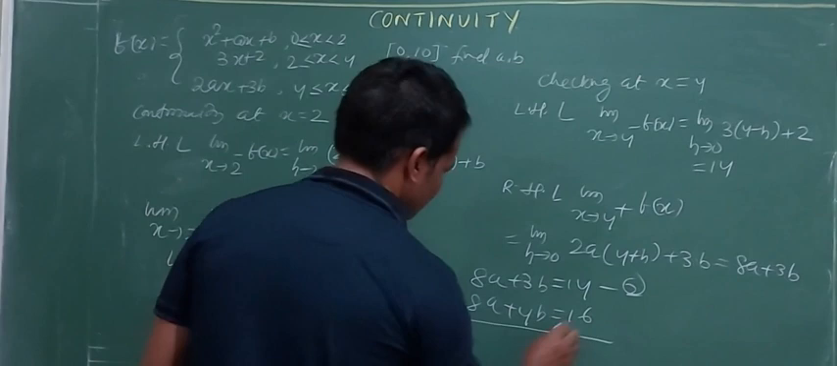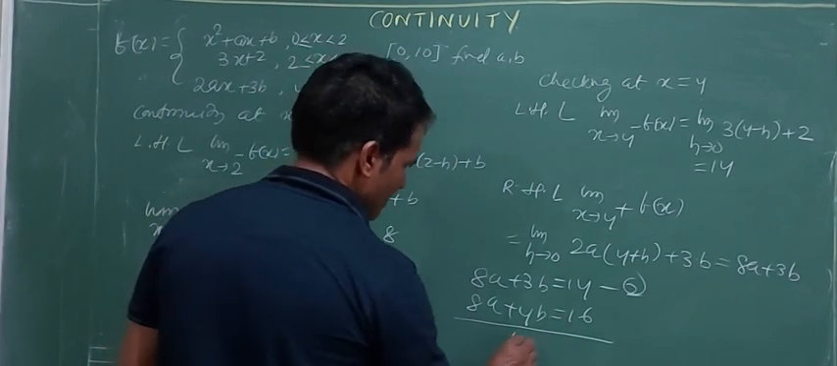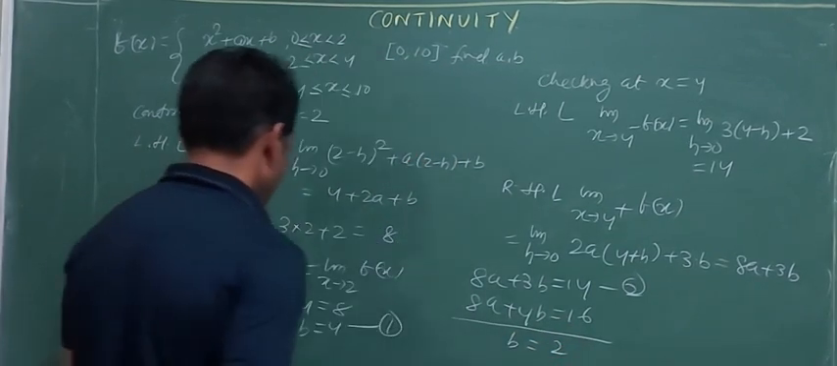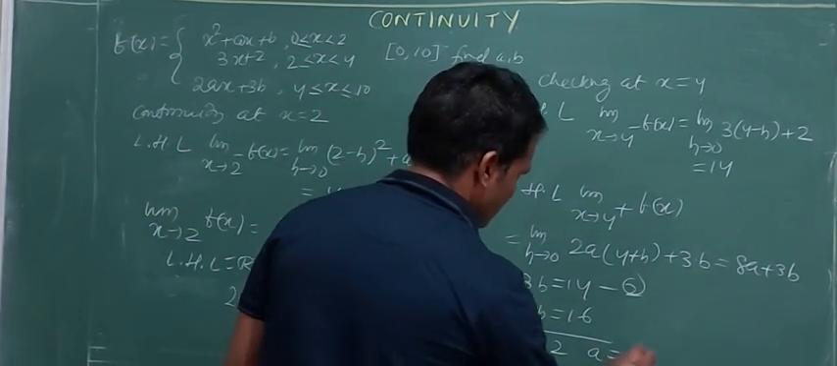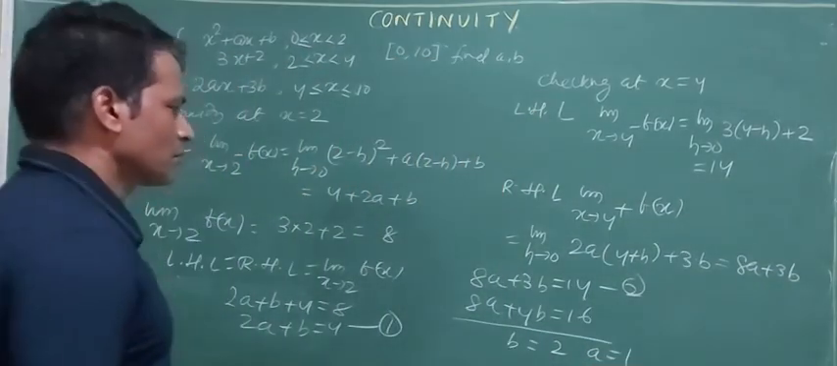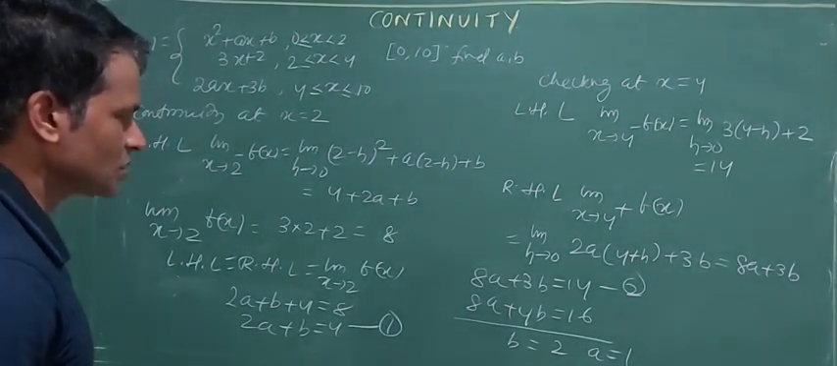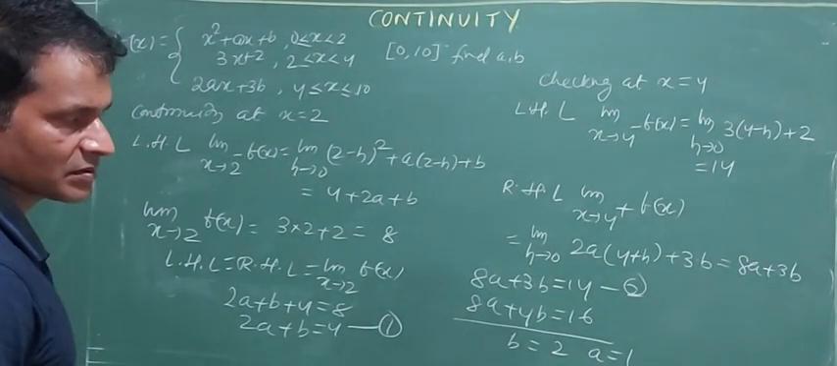Subtract it. b is equal to 2, a is equal to 1. We got the answers. Okay?